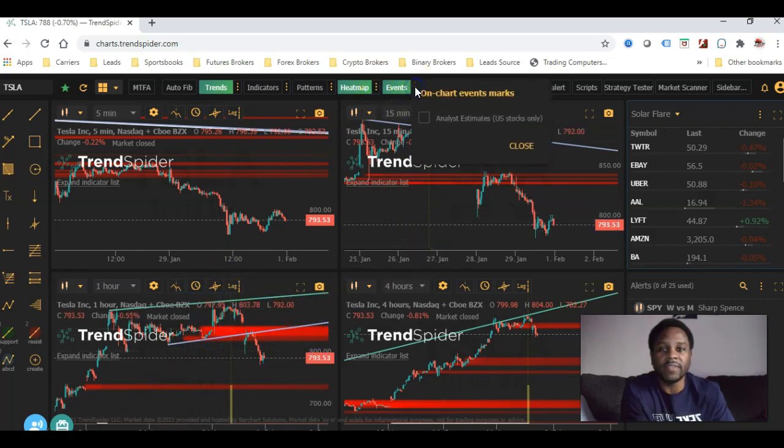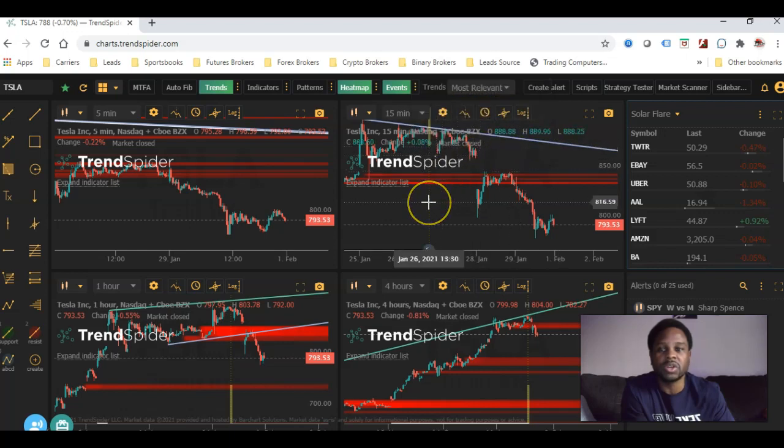All right, next you got events. This one I didn't sign up for, but you can actually get analyst estimates on stocks. So it'll show you a chart of where different analysts in the markets, the big wigs, the different big firms, what their strong buys are, their strong sells are, and you can actually chart that on your screen. So it's really cool.